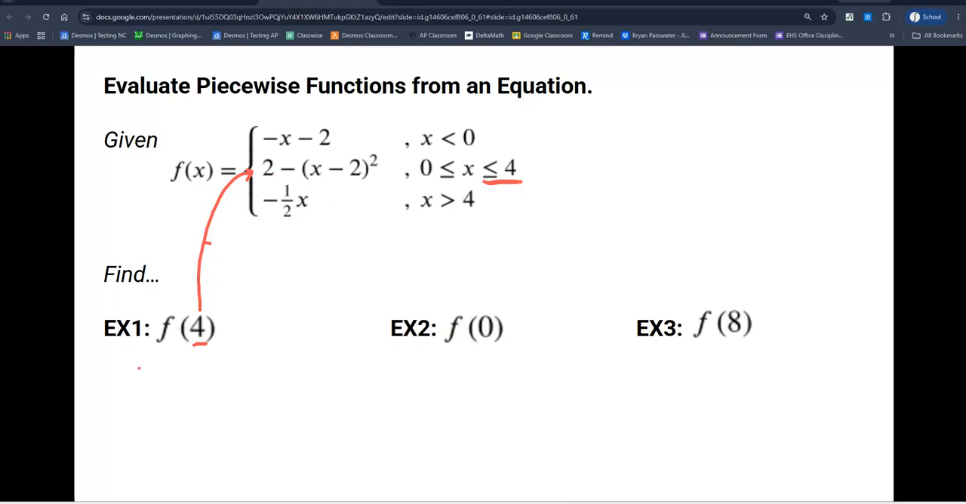So you're going to plug it in. You're going to have 2 minus parentheses 4 minus 2 squared. So all we did there is right there where we had the x, we put the 4. Okay? So we're going to evaluate that. You could type it into the calculator. We're going to do it by hand just for good practice. Okay? Orlando, what would I need to do first to figure out what this is?